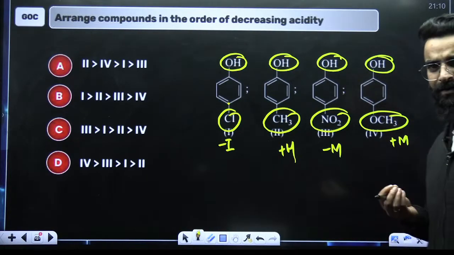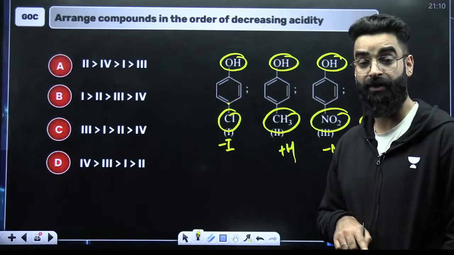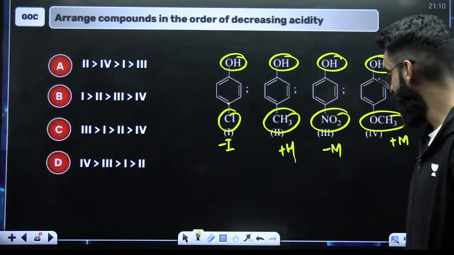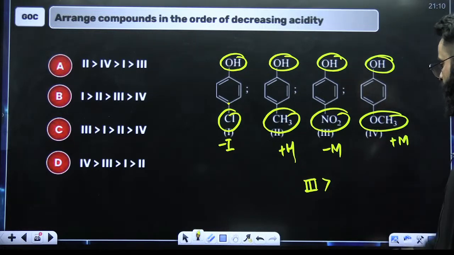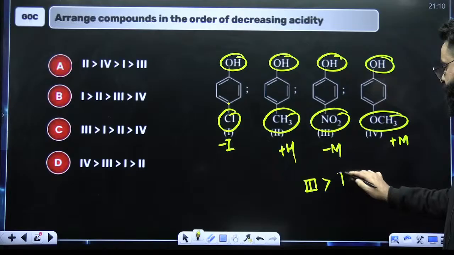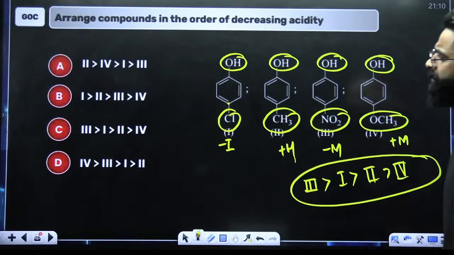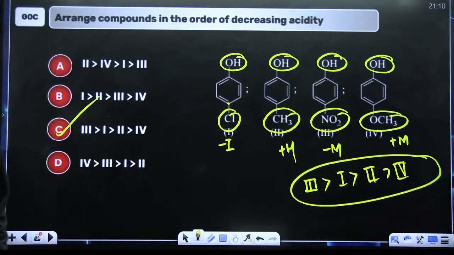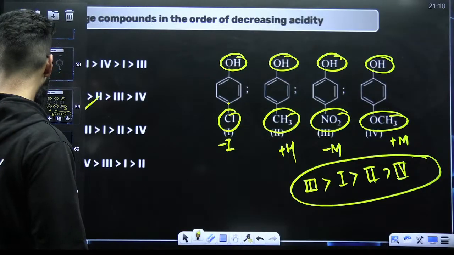And you know, the strength of an acid is directly proportional to electron withdrawing, and in electron withdrawing, minus M is maximum. Minus M followed by minus H followed by minus I. So the third is going to be maximum acidic: minus M, followed by minus I, followed by plus H, followed by plus M. Is there any option like this? 3, 1, 2, 4. So it's going to be option C. That is going to be the correct answer to this particular question. I believe this is clear.